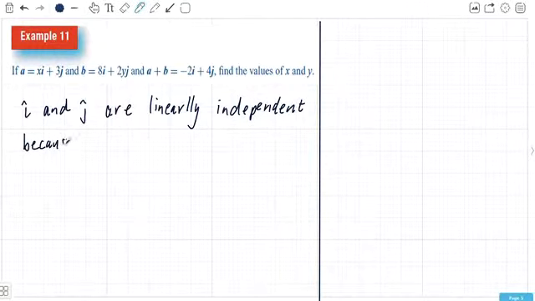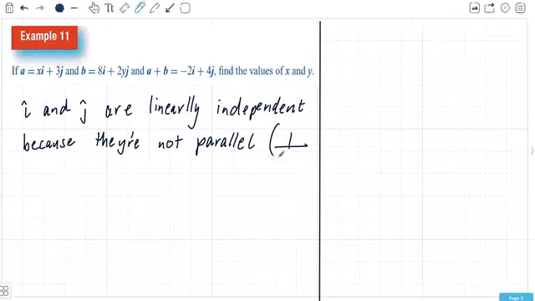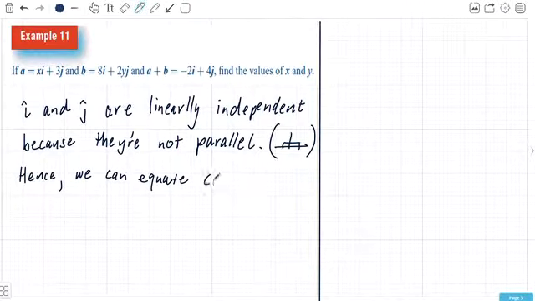It's because they're not parallel. We know that these vectors are perpendicular. Okay, so because we know that they're perpendicular, what that means is that we can then, hence, equate coefficients of I and J.